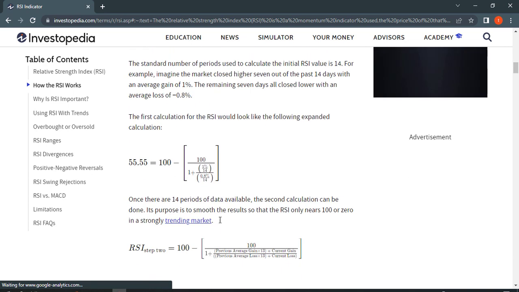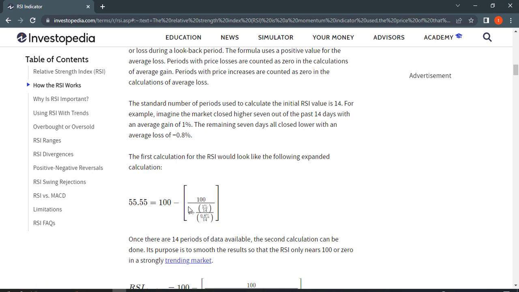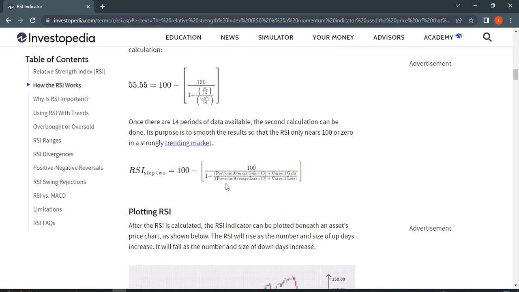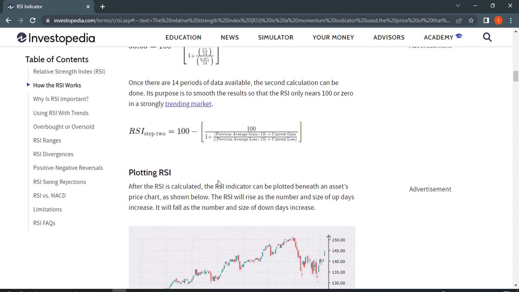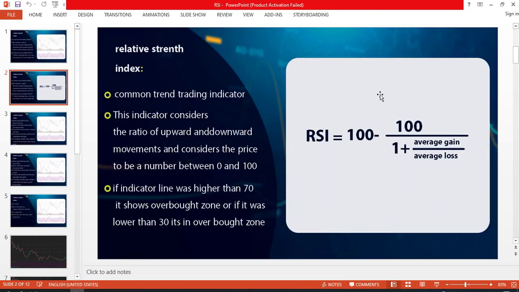This is an example of how this indicator is calculated, and this is a bigger, wider shape of this formulation. This is for my friends who want to know more about the formulation and mathematical aspect of this indicator. Let's continue with this indicator.